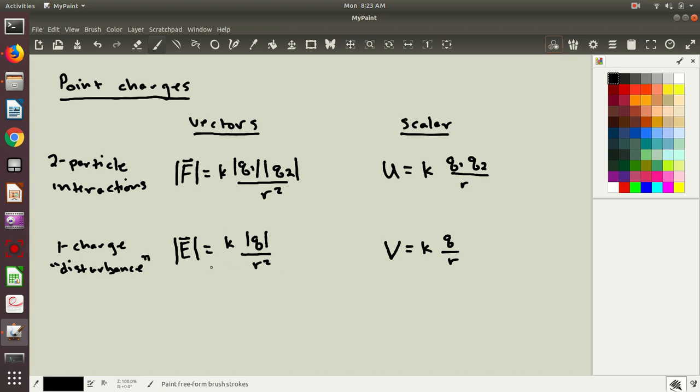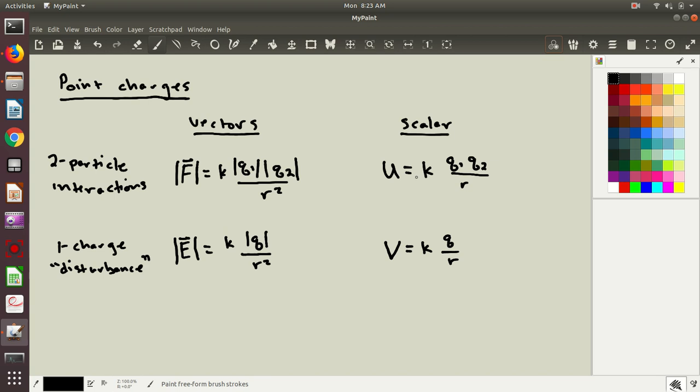So if you know the electric field and you place a charge somewhere in the electric field, you can figure out what force will be on that electric charge. If you know an electric potential and you place a charge somewhere in that potential, then you'll know what potential energy that charge has.